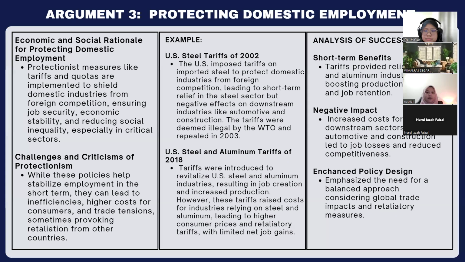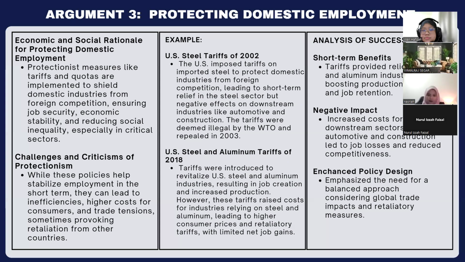I have two examples here. The first one is the US steel tariff of 2002. Let's consider the US steel tariff of 2002 under President George W. Bush. Basically, the objective was to protect the domestic steel industry from cheap imports, mainly from China and the European Union. The outcome was that job losses in the steel sector were reduced, and some companies reported improved revenues.